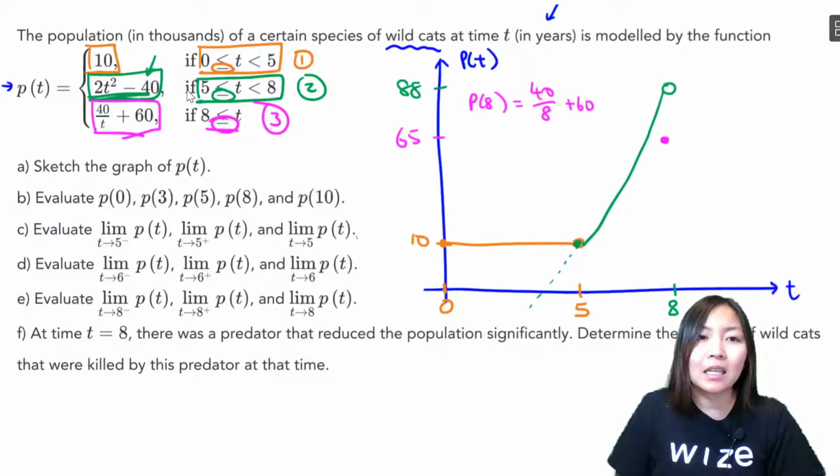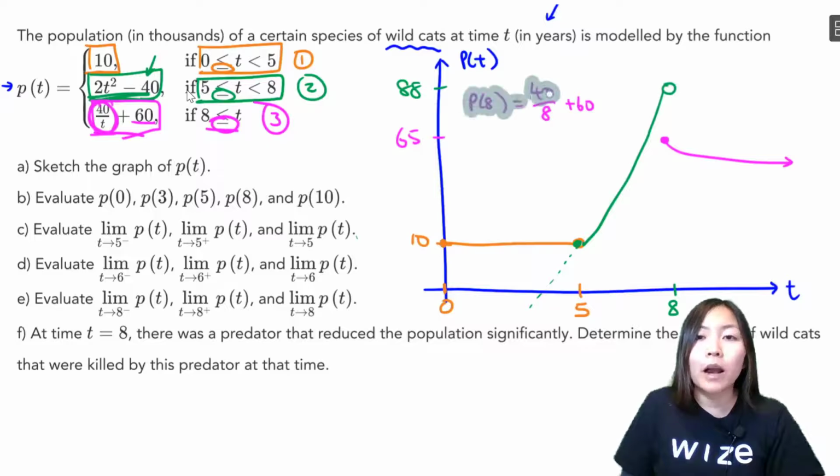Now what happens as t increases? As t gets bigger and bigger and bigger, I'm doing 40 divided by some bigger and bigger number, that's going to go to 0. So eventually this thing is going to taper off, and eventually it's going to go to 0 plus 60, which is about 60. Okay, so it's going to go on like that.